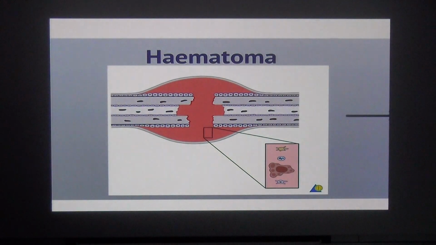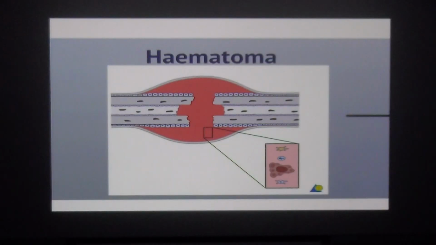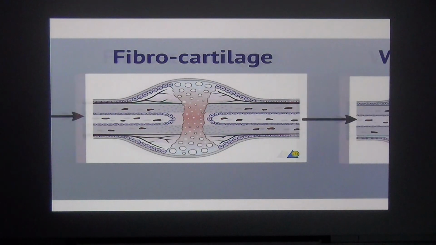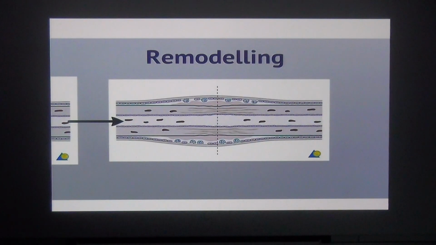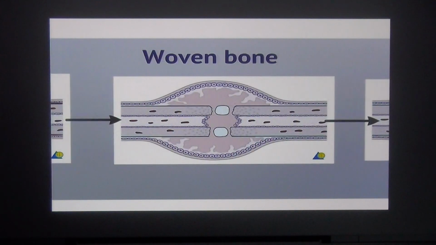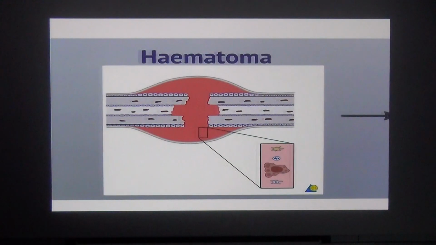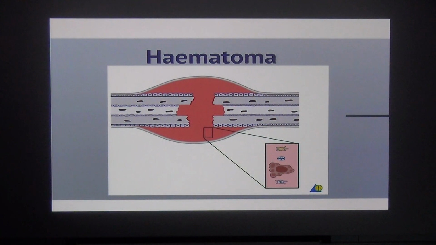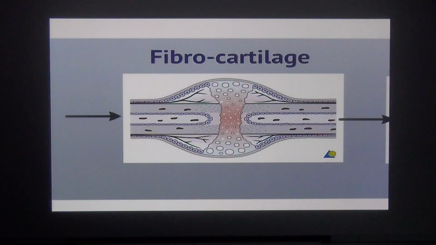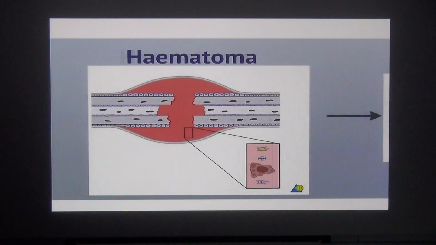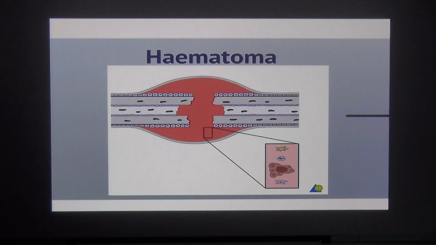But it's a funny old thing. So here's a haematoma. You've sort of seen this sequence, haven't you? Here's the fibrous cartilage, then it goes to woven bone, and then it goes to remodeling. Let's just go back a second. So you go from the haematoma to fibrocartilage. How did that happen? Because that looks like a healing bone, doesn't it? And that looks like a bag of blood to me.